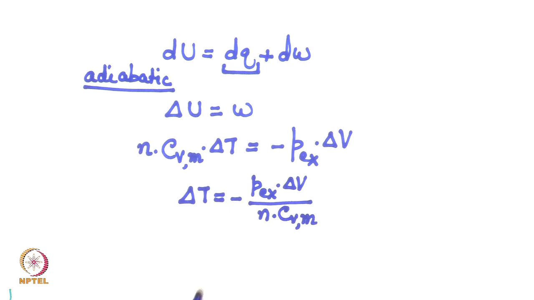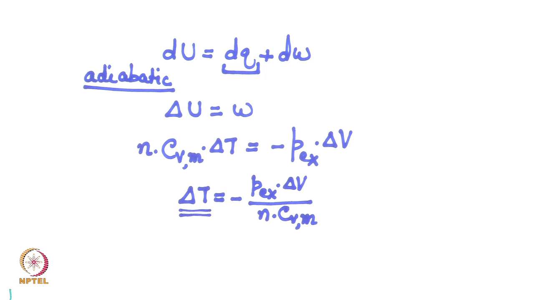So, if I know the external pressure, the change in volume, and the heat capacity, I can calculate the change in temperature. From this expression, I can immediately tell under what conditions the process is going to be isothermal. Let us take a look at the slide.